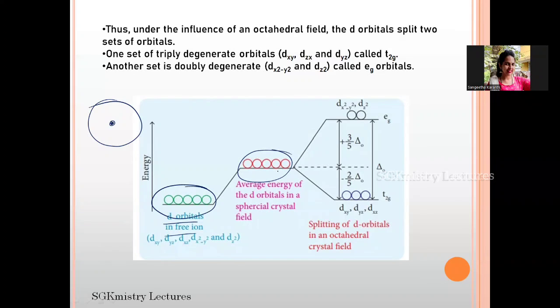Now, when the ligands are approaching in the octahedral complex, as I've already explained, these two orbitals, the eg set of orbitals, will have higher energy, whereas the t2g set of orbitals will have lower energy. So one set of triply degenerate orbitals will be there and another set of doubly degenerate orbitals. Degenerate is nothing but orbitals having the same energy. So here this is doubly degenerate: there are two orbitals with the same energy, whereas this is triply degenerate, where these 3 orbitals have equal energy.